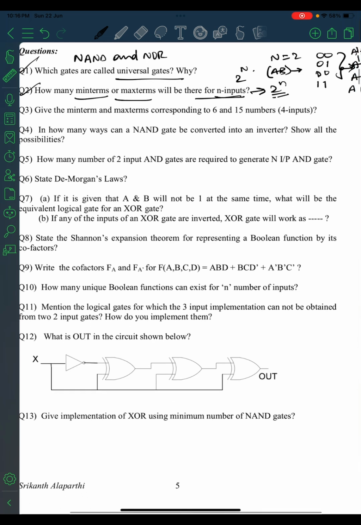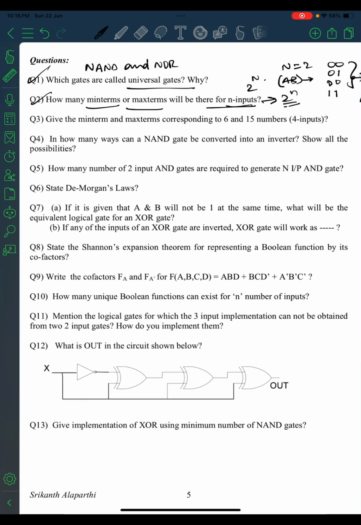For the third question, give the min term and max term corresponding to the numbers 6 and 15 respectively. What is being asked is, how can 6 be represented? For 4 inputs, it's 0110 in binary form, and 15 can be represented as 1111 in binary form. Binary means base 2.